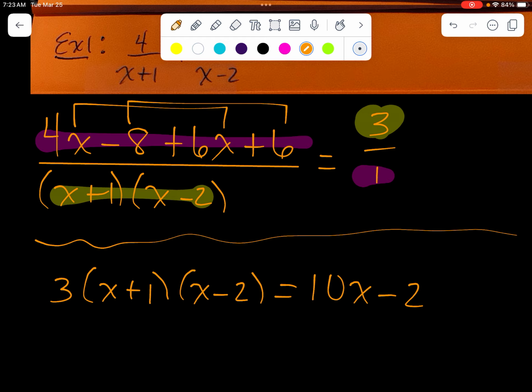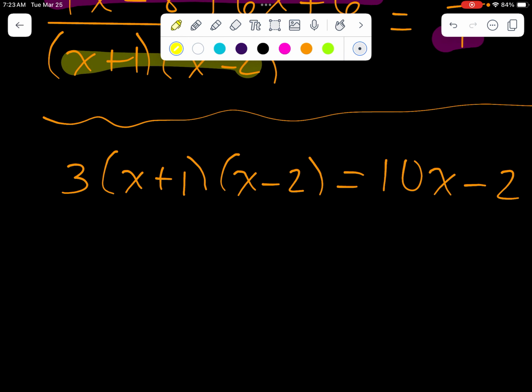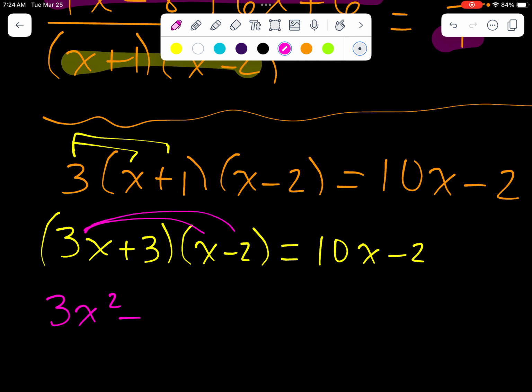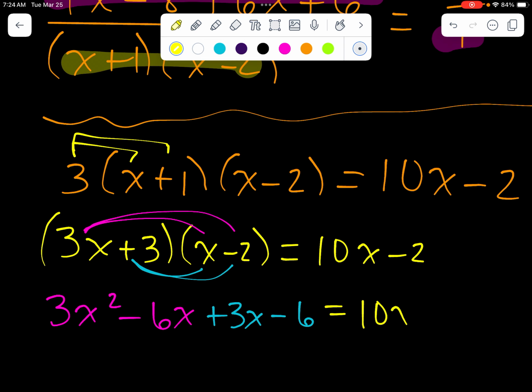All right, let's do some multiplication here. We are going to multiply this 3 times the x and then 3 times 1, so that is 3x plus 3 times x minus 2 equals 10x minus 2. We're going to do a multi-distribution. We're going to multiply this 3x over here. 3x times x is 3x squared. Multiply it again. 3x times negative 2 is negative 6x. Now we multiply the 3 times x is positive 3x. And we can say 3 times negative 2 is negative 6, and that is equal to the 10x minus 2.